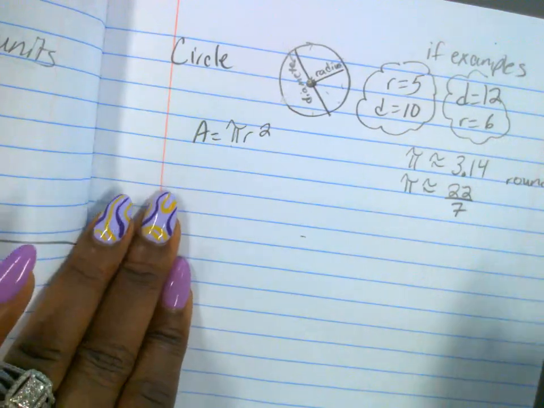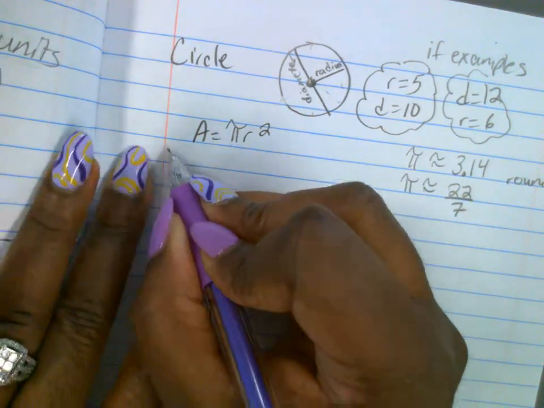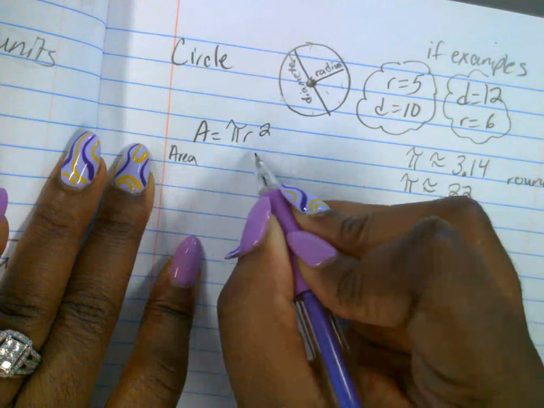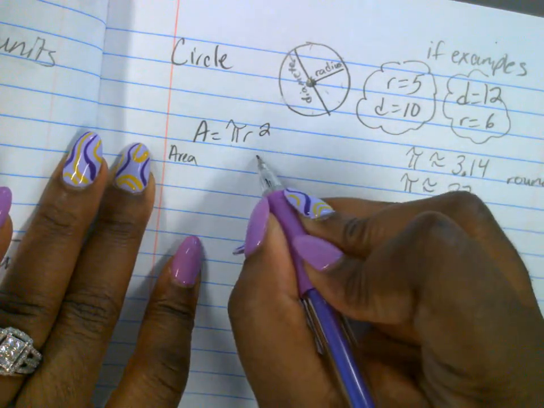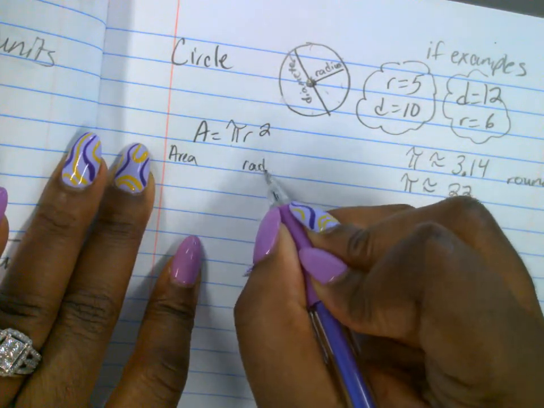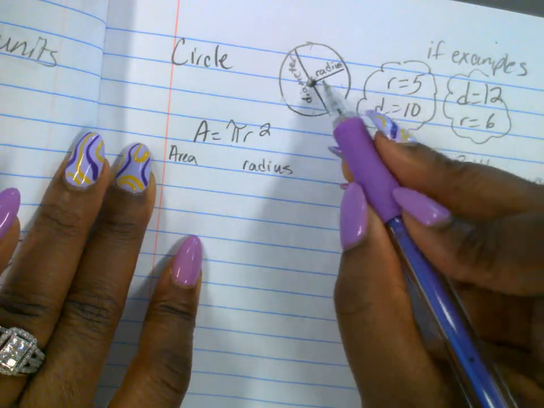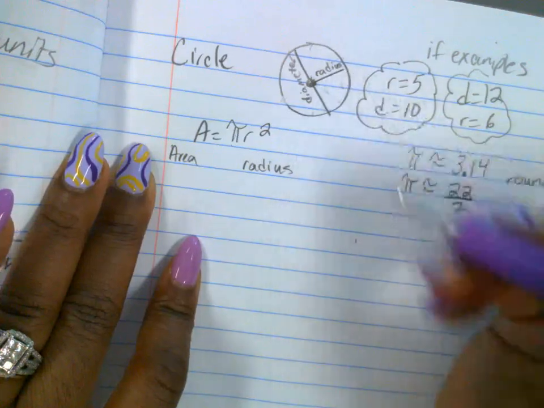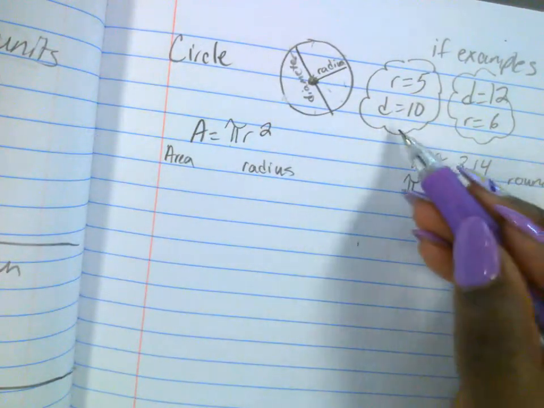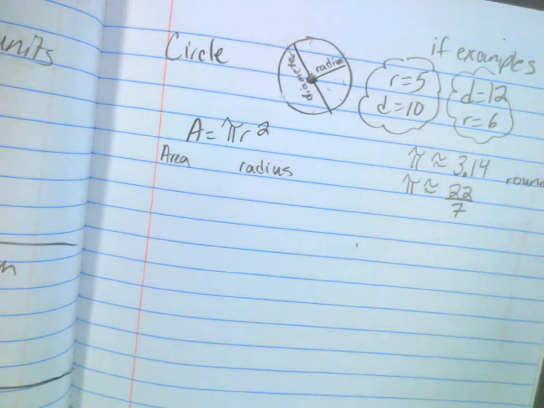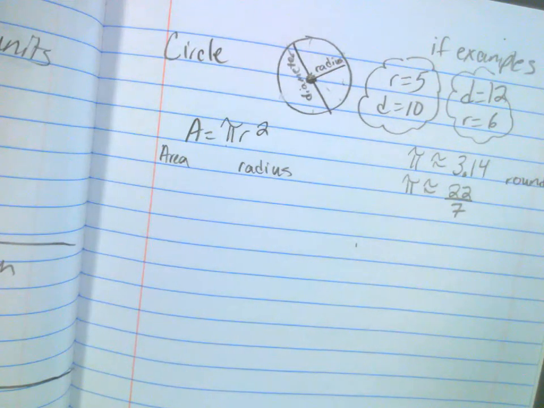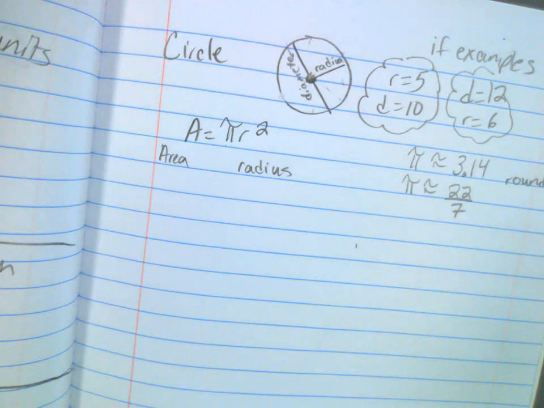All right. So this A is my area, that's pi, and the R represents the radius, which is half of the diameter. It goes from the center of the circle to the edge of the circle. If they give you the diameter, then cut the diameter in half to figure out what the radius is. All right, and so those are your area formulas. Please make sure you get all of those down.